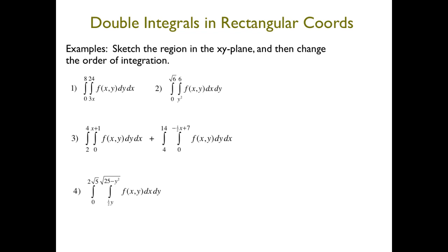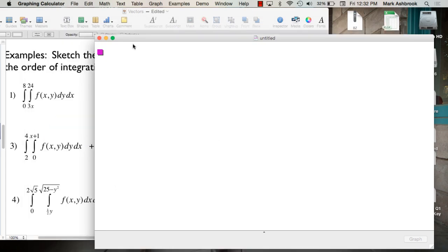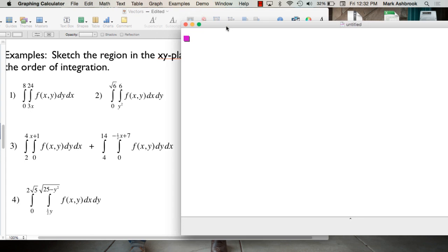So the first two are easy and then the next two are a little bit harder. So you're going to work on these. Number 2 is okay, I hope. I think we can bypass that one. Number 3.